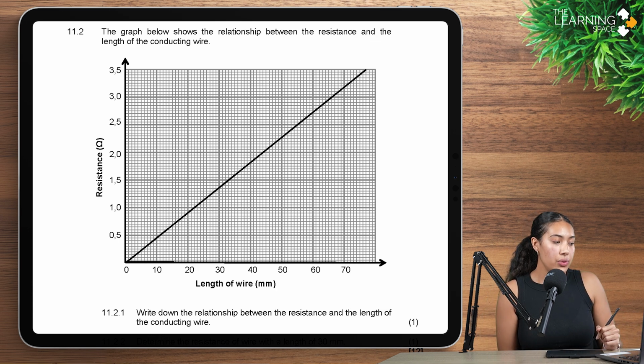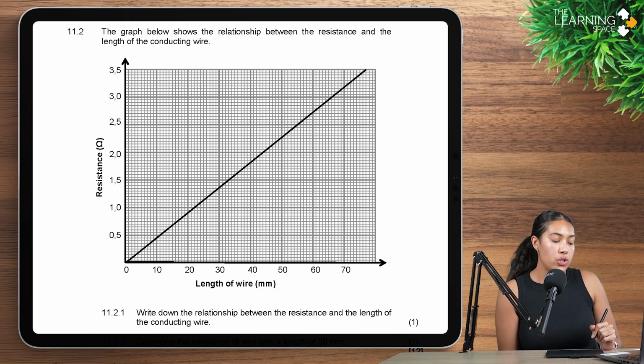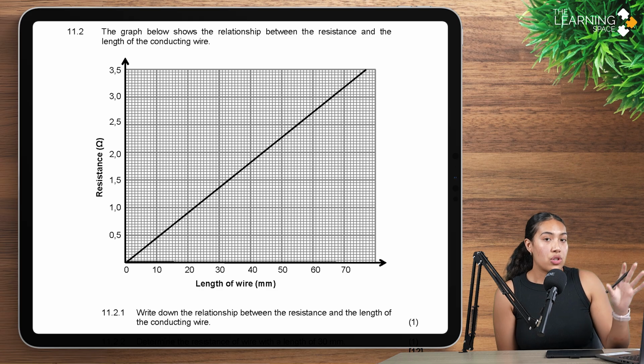Moving on to 11.2, we have a graph that is showing the relationship between our resistance and the length of the wire. So this is kind of going into the theory of knowing the factors that affect your resistance, right? So if we take a look at the question, 11.2.1, they ask us to write down the relationship between the resistance and the length of the conducting wire. So if you were to just take a look at the graph, you can see that it is a straight line graph that has a constant gradient, and you can see that it is also going through the origin, right? And because of that trend and that shape of the graph, we then know that the relationship between those 2 factors is that they are directly proportional.